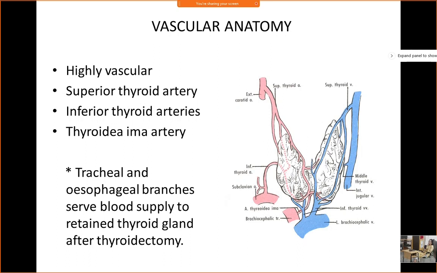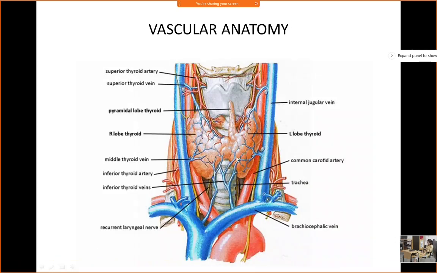So the remaining thyroid gland usually gets its blood supply from the tracheal and the esophageal branches. So this is the brief diagrammatic picture of the vascular anatomy of the thyroid gland.